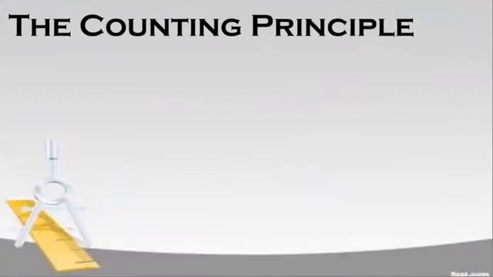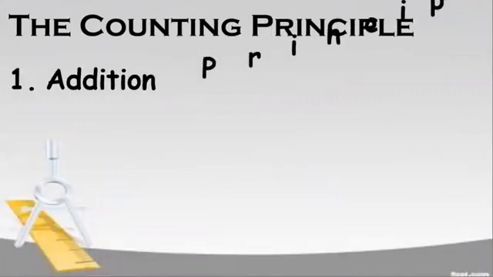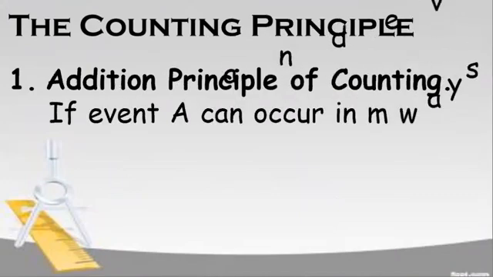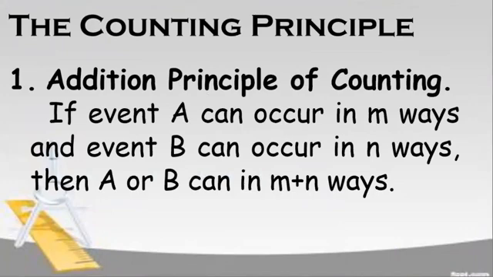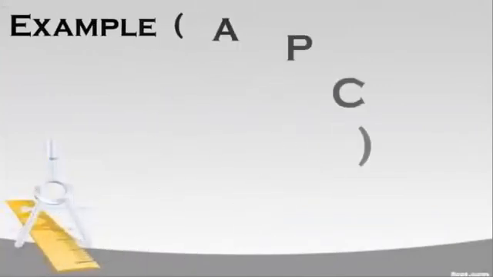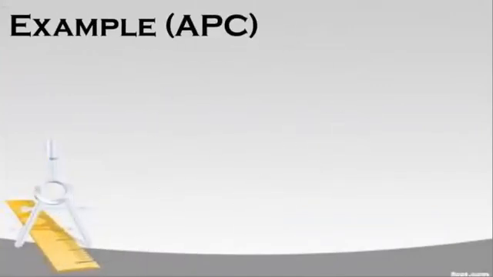So we have two counting principles. The first one is the addition principle of counting. So if event A can occur in M ways and event B can occur in N ways, then A or B can occur in M plus N ways. So let's see this example for us to better understand the concept of the addition principle of counting.